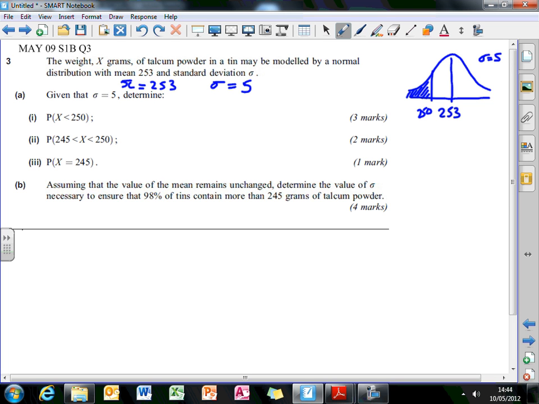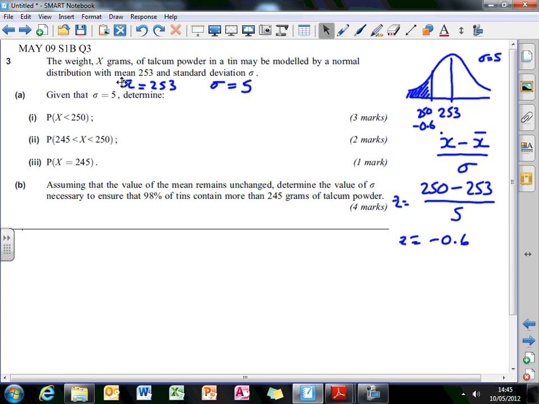So I need to standardize this 250, and there's a formula for this: x minus x bar, all divided by standard deviation. So if I do 250 minus 253 divided by 5, I get the z score for that, and that would be minus 0.6. Now, if that was a positive number, I'd just look it up in my tables, but unfortunately it's not. I can't look up a negative number in my table, so I need to use the properties of the normal to use the symmetry of the graph.